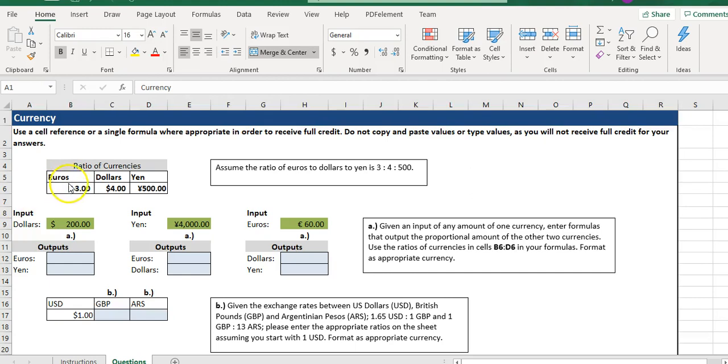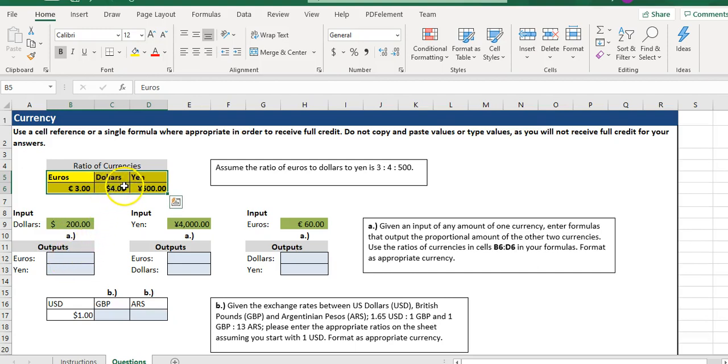Okay, in cells B6, C6, and D6, we have some ratios of currencies for euros, dollars, and yen. So these values that we see here are going to be instrumental in us creating our ratios and proportions. And they talked here about the ratio is 3 to 4 to 500. So let's see how we're going to use that. So in this first example here, we want to convert from $200 to euros.